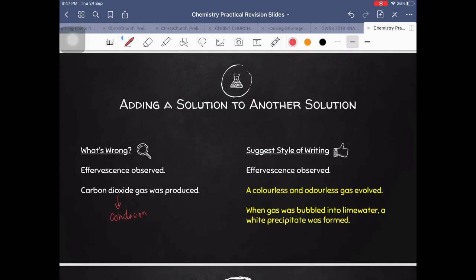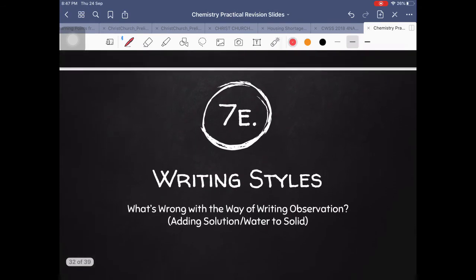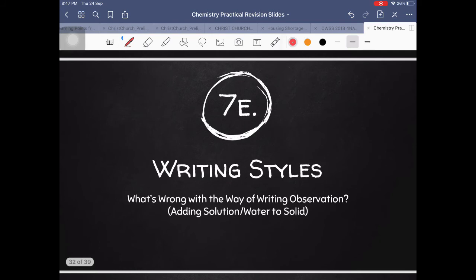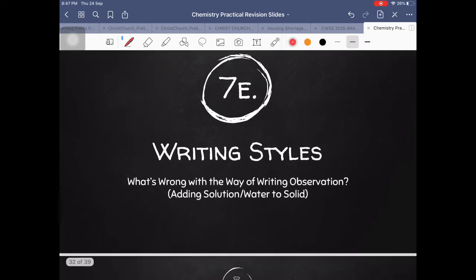So you have to do a gas test to test the presence of carbon dioxide. To test for carbon dioxide, you will use lime water. So you have to state that as an observation. When gas was bubbled into lime water, a white precipitate was formed. Okay, let's move on to the writing style when we add solution or water to solid.